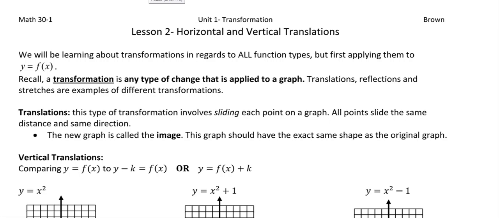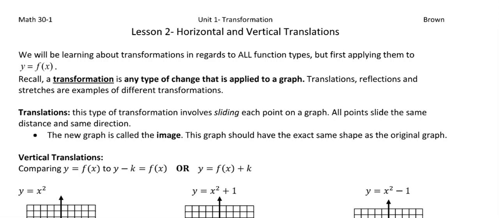Okay, lesson 2, horizontal and vertical translations. This course in general, the next 3 lessons I'm going to do right now are probably going to be the most important lessons for the entire course, because so much of it is we just do these things for different types of functions.